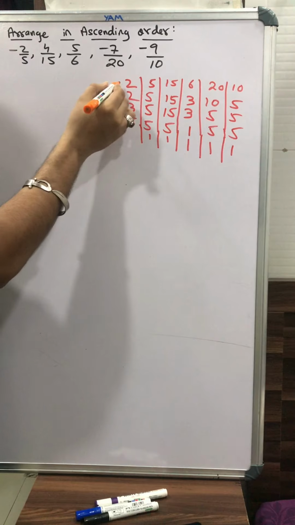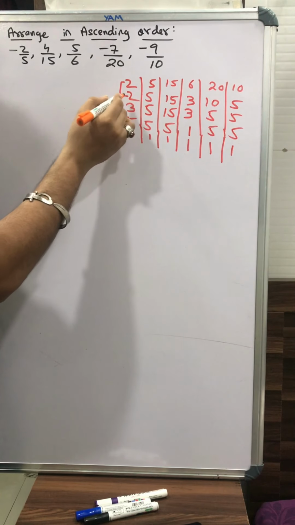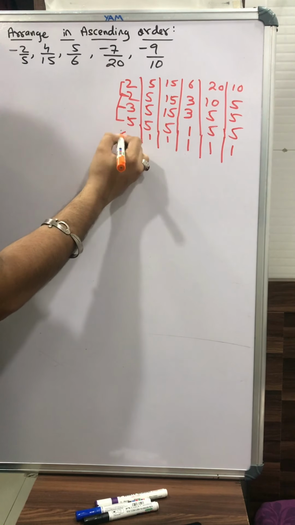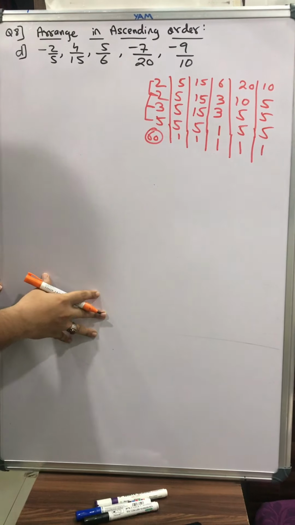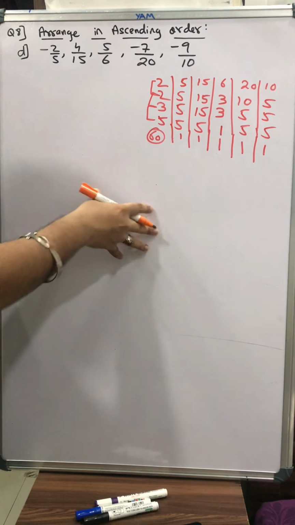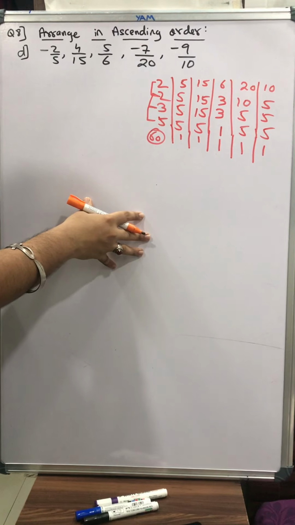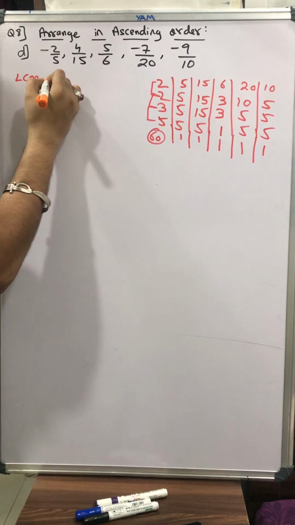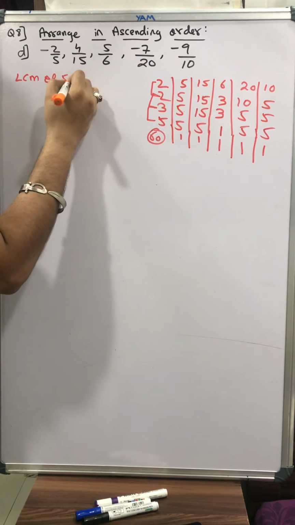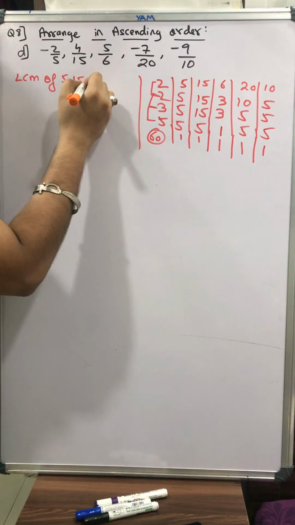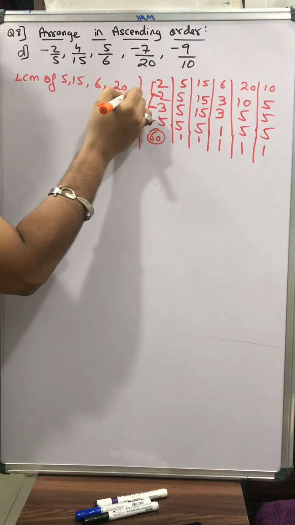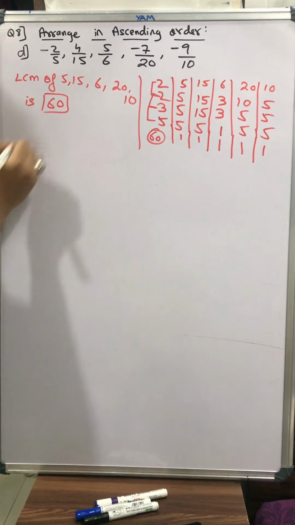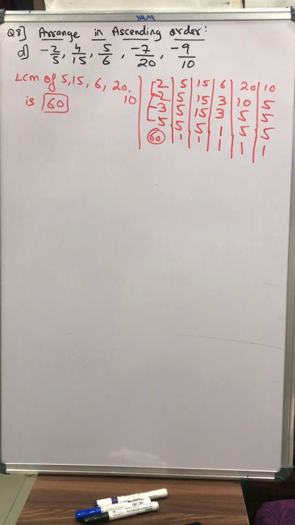So students, see this. 2 2s are 4. 4 3s are 12 and 12 5s are 60. So students, now if I multiply all this, it comes to be 60. So now I will write LCM of 5, 15, 6, 20, 10 is 60.